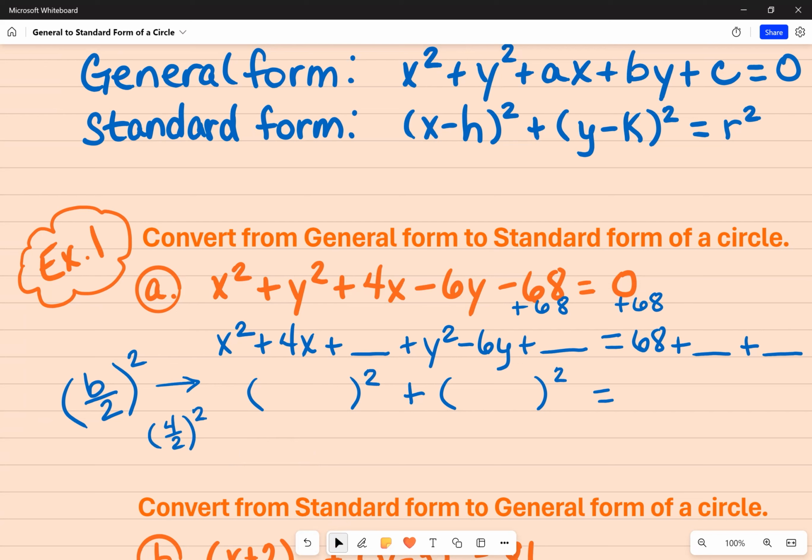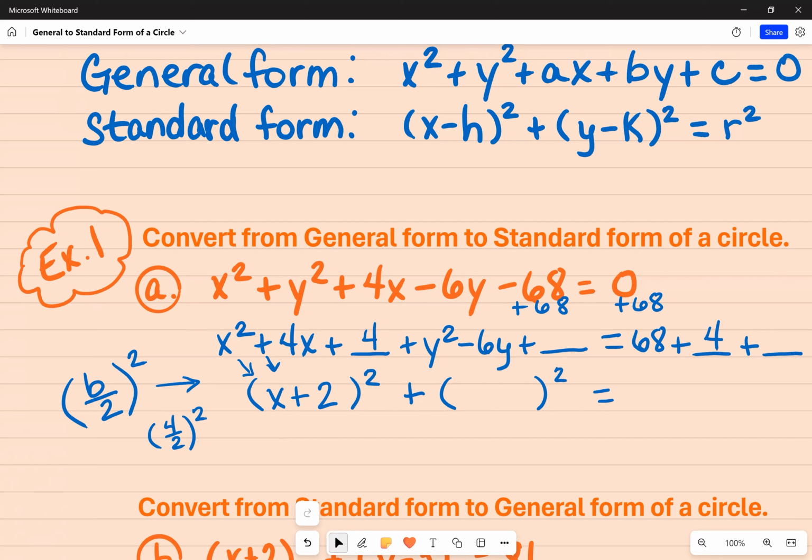So what I want you to do is take your x and put that in the parentheses. Take whatever this sign is, put that in the parentheses, and now just follow your formula. What's 4 divided by 2? It's 2. And then what's 2 squared? It's 4. So that is what goes inside of your blank. What I do to one side, I do to the other.